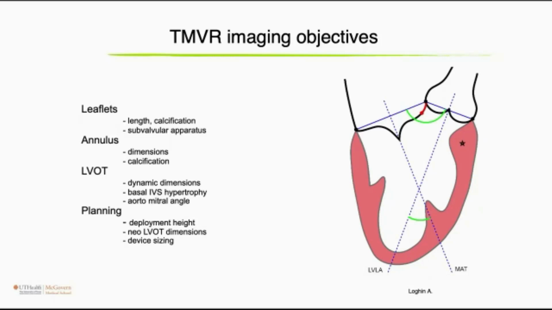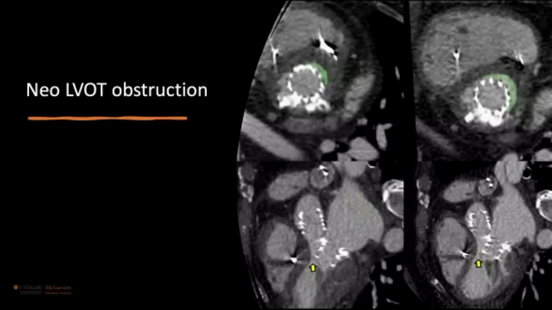For TMVR, it gets a little bit more complicated. We look at multiple things, not the least of which we look at the possibility of a neo-LVOT obstruction. We calculate the aorto-mitral angle, we look at the aorto-mitral curtain, we look at the thickness of the septum. All of this data is collected to make sure that the planning for the procedure was right.